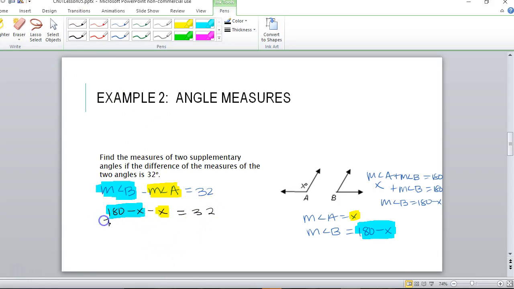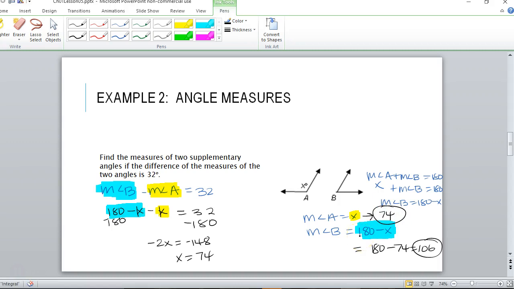Now that you've solved the equation, I'll go back through the steps with you. I'm going to slide 1's in front of these. So 1x, negative 1x minus 1x is negative 2x, and that's equal to negative 148 when I subtract those two. So x is 74, which means the measure of angle A is 74. Since they are supplementary, they have to add to be 180. So 180 minus 74 is 106. So the two angle measures are 74 and 106. Just by the picture, it looks like this one is larger than a 90-degree angle. It would be obtuse, and this one would be acute.